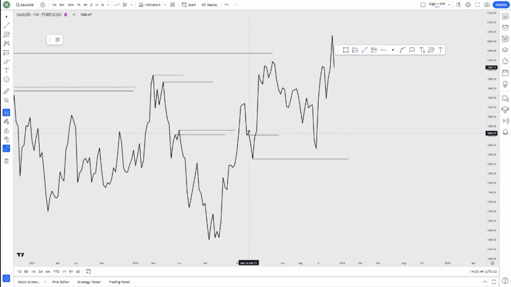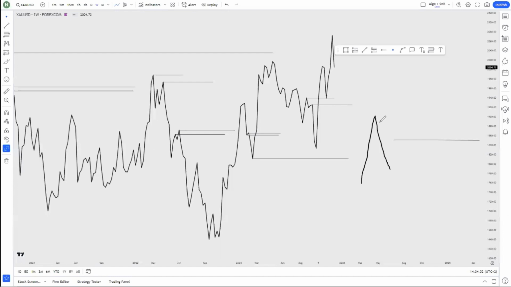And this is the resistance right here. This is a resistance right here. So every band or every shape that looks like this is going to be your support. Then this is going to be your resistance, and this is going to be your support. So here you anticipate a reaction, and here you anticipate a reaction right here.